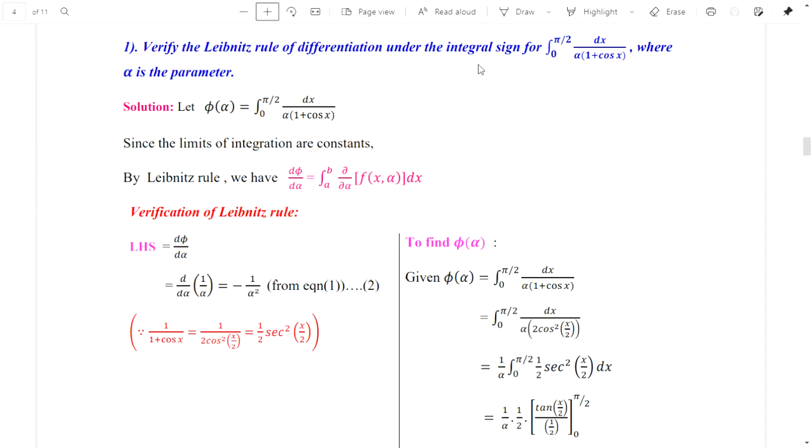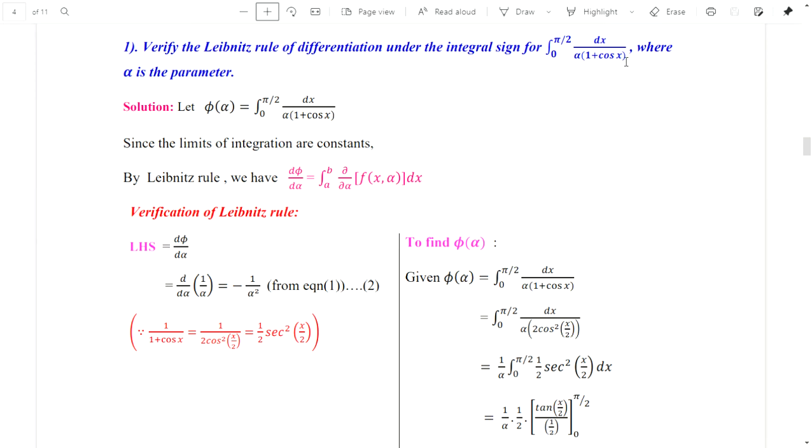So here we have to verify Leibniz rule for this integrand. That means for this integral of 0 to pi by 2, 1 by alpha into 1 plus cos x into dx. So you look at this integral. We are doing integration with respect to x and applying the limits 0 to pi by 2. So after applying the limits, we will be getting the final answer in terms of alpha, because we are doing integration with respect to x.